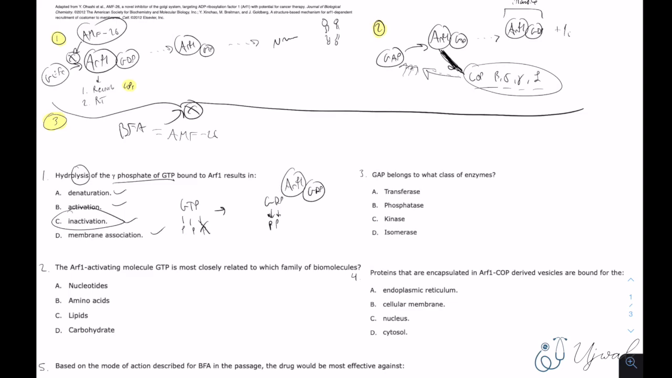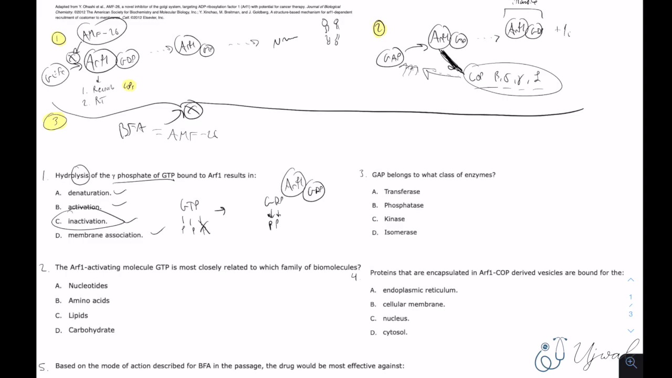All right. So question 2. The ARF1 activating molecule, GTP, is most closely related to which family of biomolecules? So this is actually not really relevant to the passage. What do I mean by that? This is a standalone question that has nothing to do with the passage. And yes, you may encounter questions like these as well.